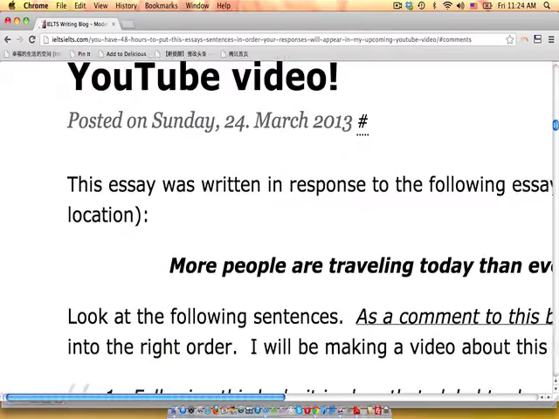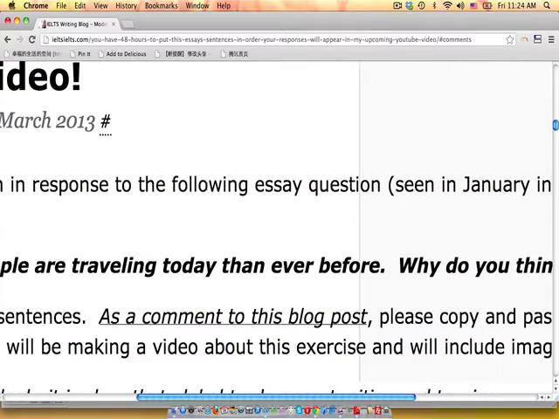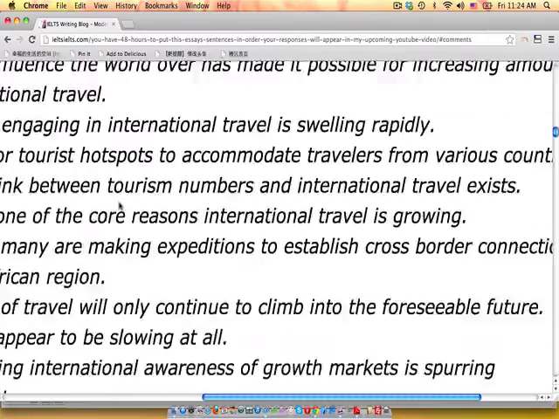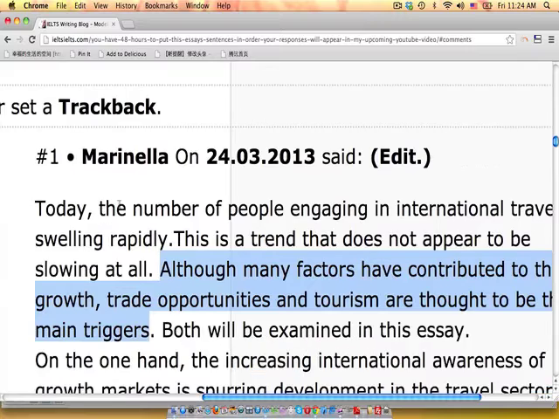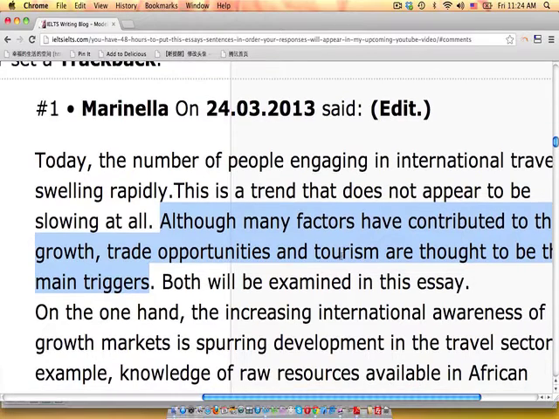Okay. The essay question was just, more people are traveling today than ever before. Why do you think this is? Okay, and then our thesis was, just as I pointed out there, so why are people traveling more than before? Well, they're traveling because of trade opportunities, and they're traveling because of tourism.